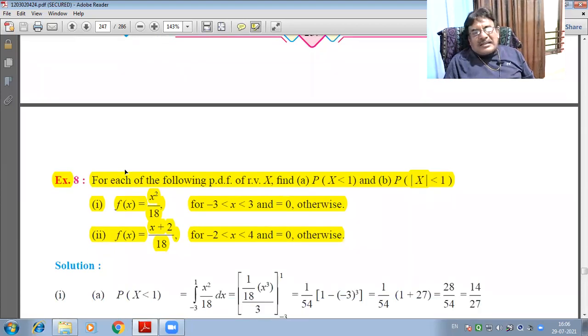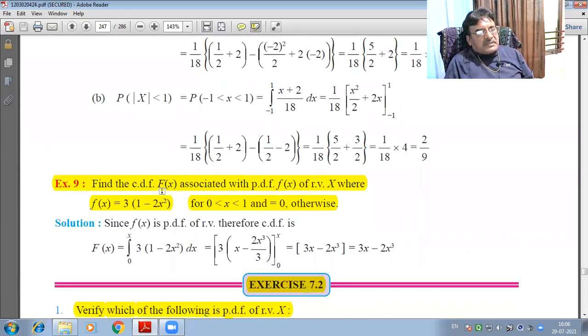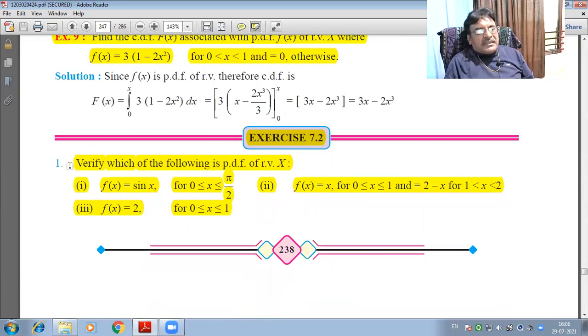Page number 238, example 8 is deleted. For each of the following PDF, this example is also deleted. Example 9: find the CDF capital F of x associated with PDF f of x of random variable x. This example 9 is also deleted.